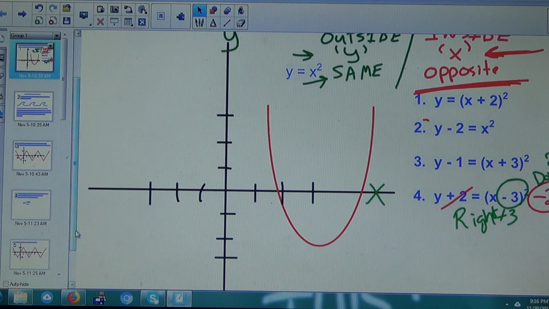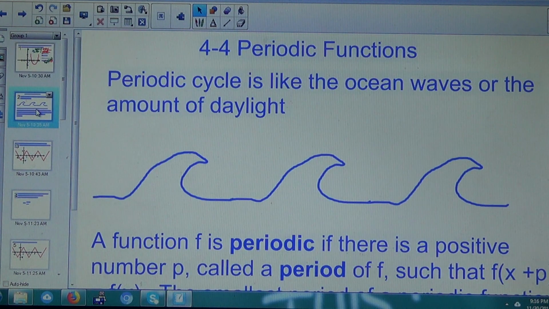We did this last year in Algebra 2 a little bit. Not a ton, but we got it started last year. So today what we're going to be talking about is called periodic functions. Okay, if you think of a periodic cycle, or a period, it goes for a full cycle.